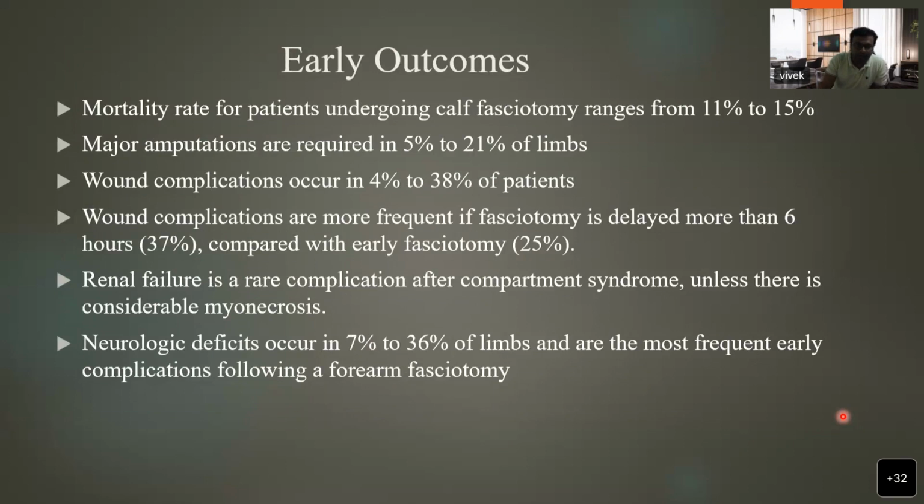Early outcomes: the mortality rate for patients undergoing calf fasciotomy ranges from 11% to 15%. Major amputations are required in 5 to 21% of limbs despite fasciotomy. Wound complications occur in 4% to 38% of patients, and are most frequent if fasciotomy is delayed more than 6 hours compared with earlier fasciotomies. Renal failure is a rare complication of compartment syndrome when there is considerable myonecrosis. Neurological deficit occurs in 7% to 36% of limbs and is the most frequent early complication following a forearm fasciotomy.